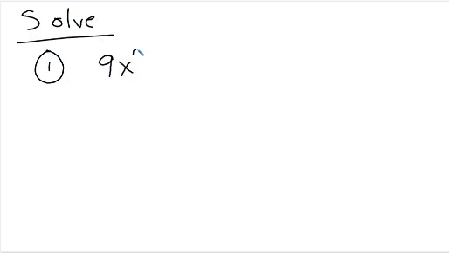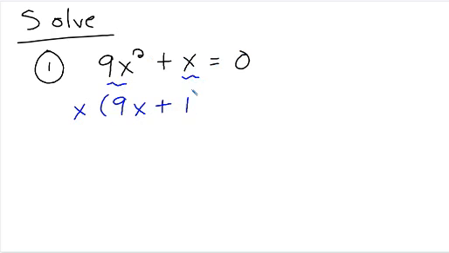Alright. The last thing that you're going to do in this section is you're going to solve some equations using the properties that we just learned. So let's say that I had to solve 9x squared plus x equals 0. So first thing we need to do is factor it the way that we just learned. What's common to both of these? An x. So x times 9x plus 1, yes, that checks. x times 9x is 9x squared. x times 1 is x.